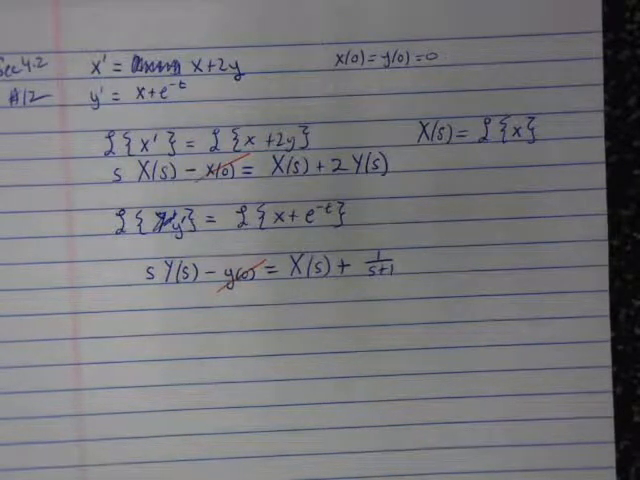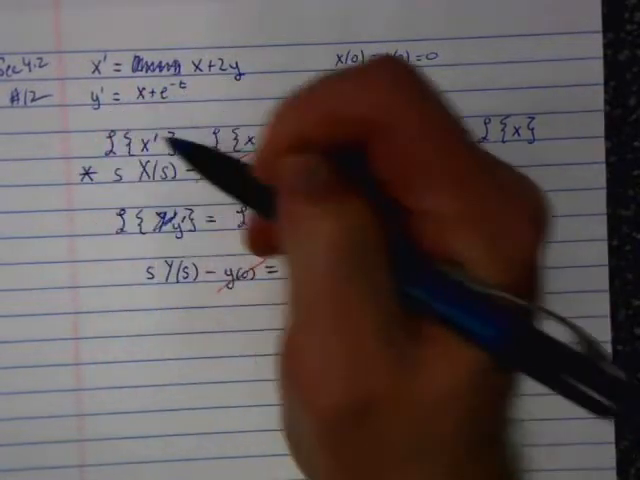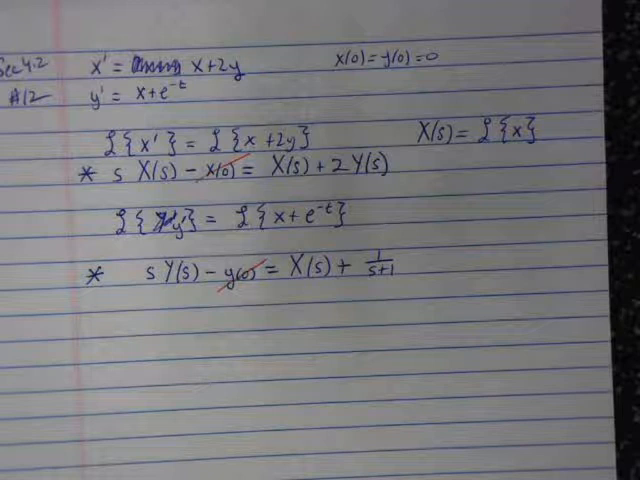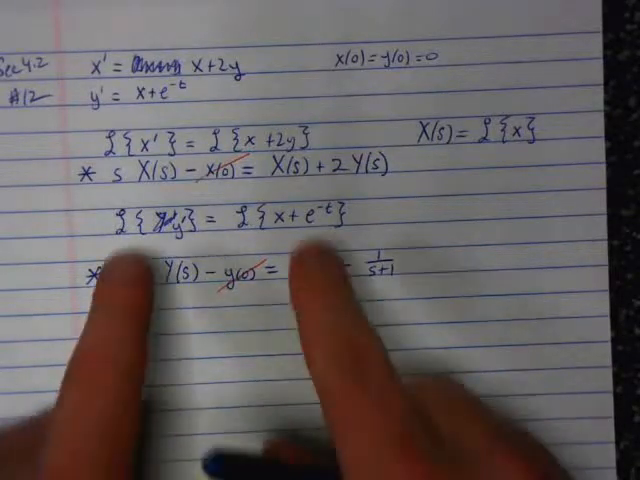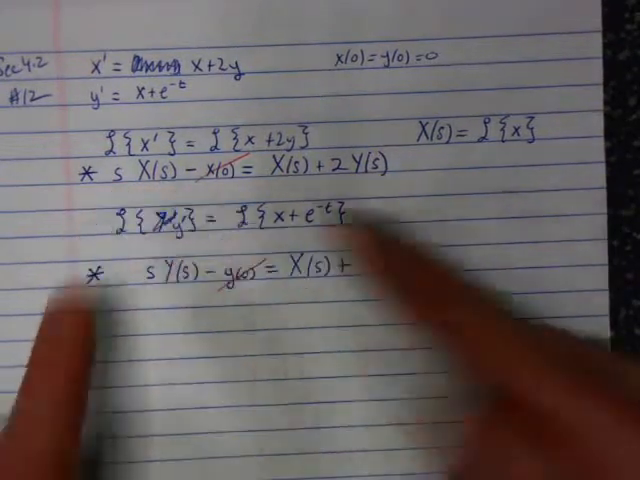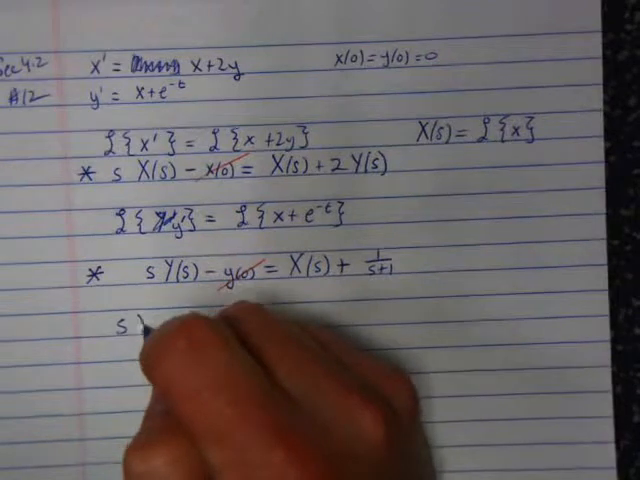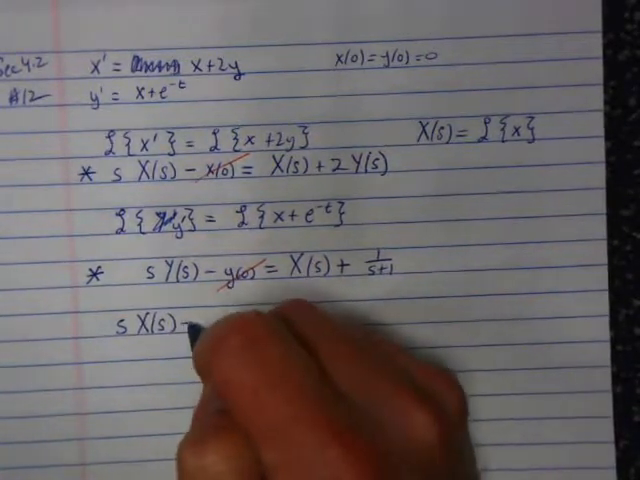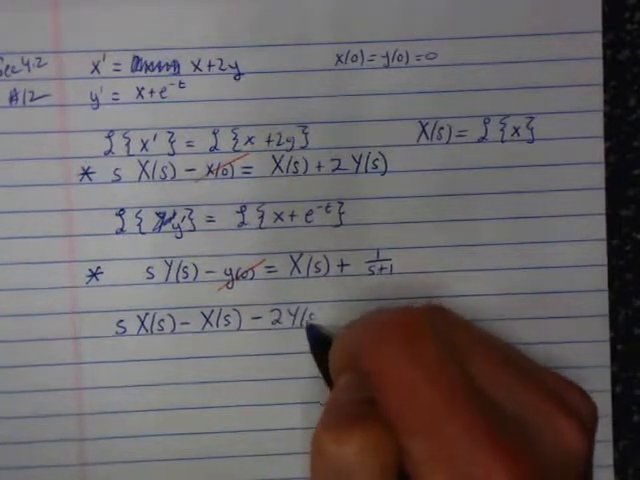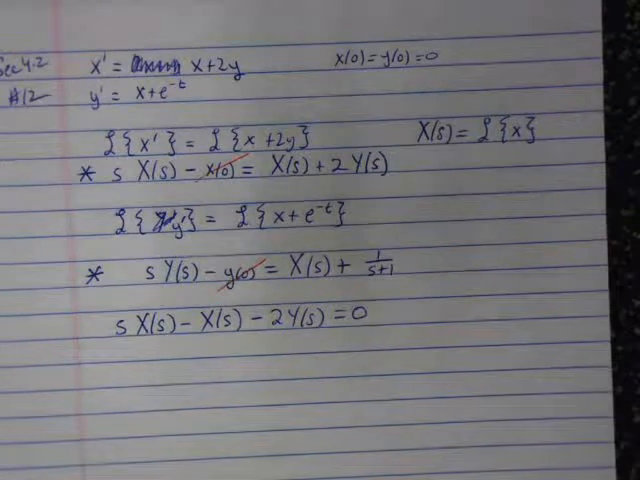What we want to do now, we want to take these two equations that we have. We want to get all the things that have big X and big Y together on one side, all the things that don't have big X and big Y on the other side. In other words, I'm going to move this big X over, and I'm going to move that 2Y over. So it gives me sX(s) minus X(s) minus 2Y(s) equals 0. And even that I'm going to rewrite.